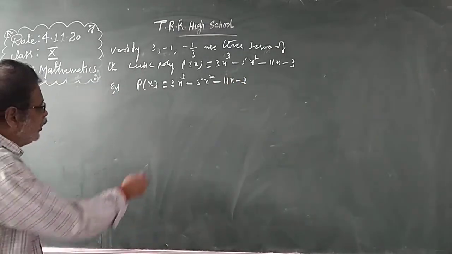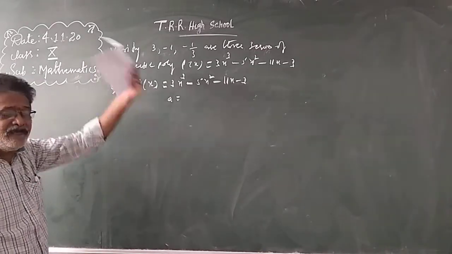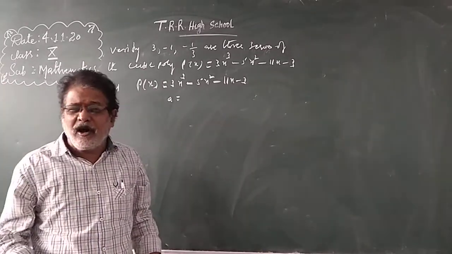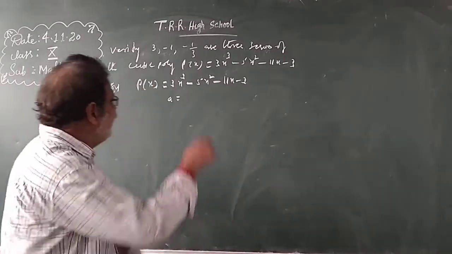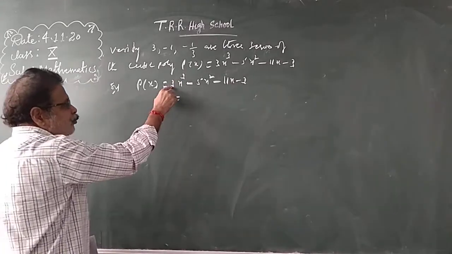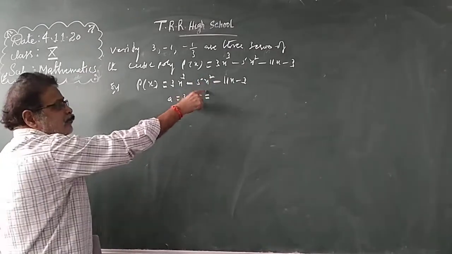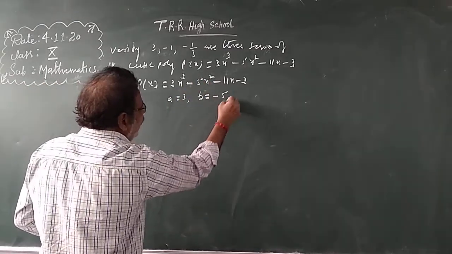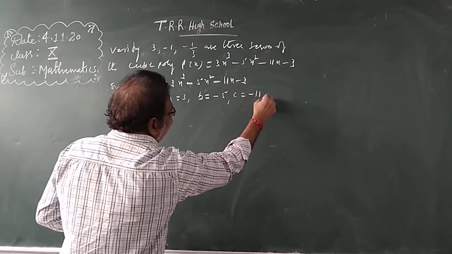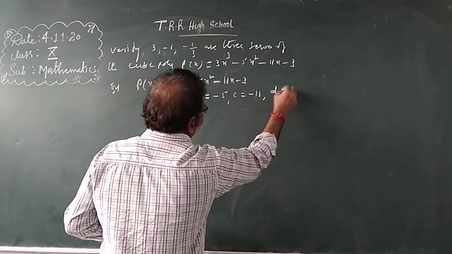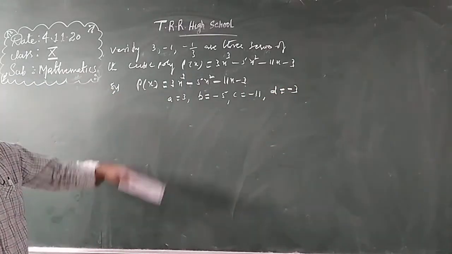Now you need to write the coefficients. Compare this with the general form. The general form of a cubic polynomial is ax cube plus bx square plus cx plus d. Where a is the coefficient of x cube, here 3. b is the coefficient of x square, minus 5. c is the coefficient of x, minus 11. And d is the constant term, minus 3. Like this, you need to write the coefficients.